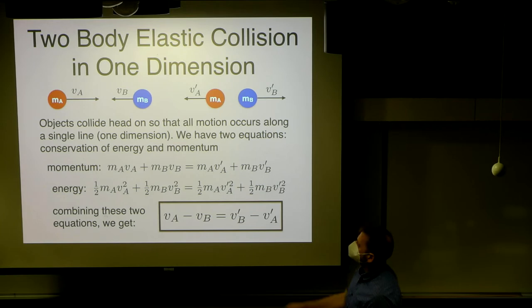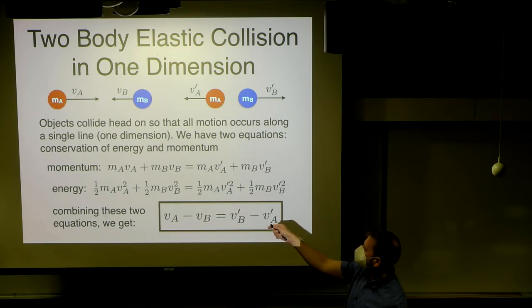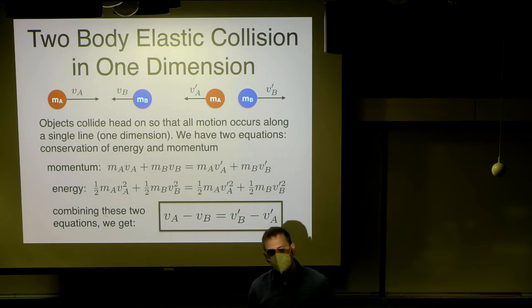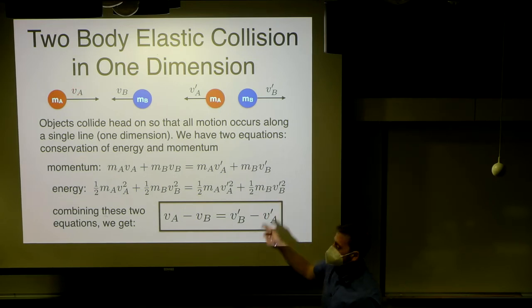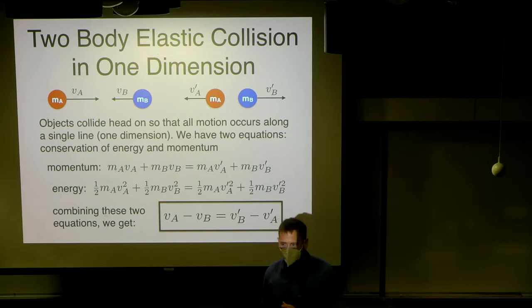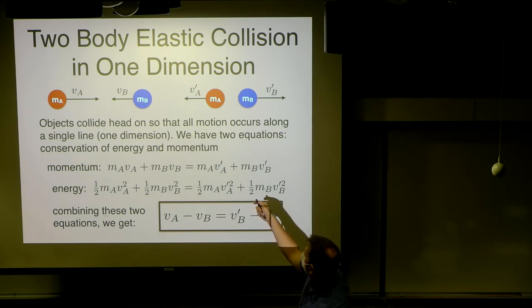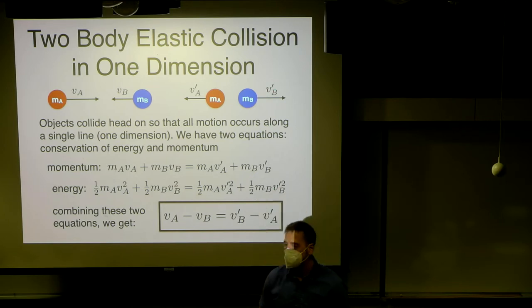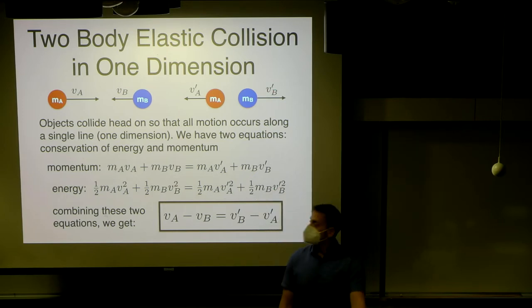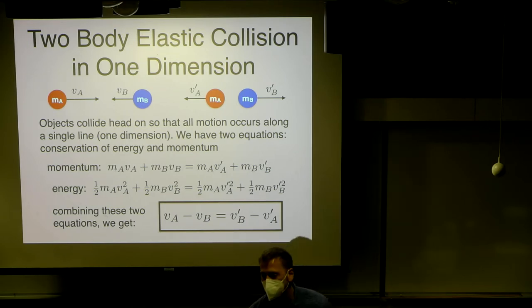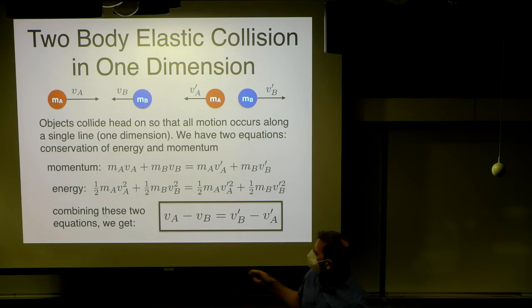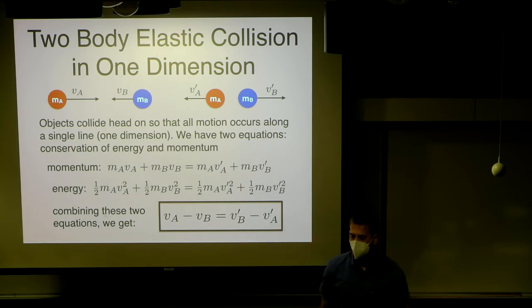So that's the situation. We have two objects, mass A, mass B. They come in with initial velocities VA and VB, okay? And then after they collide and they bounce off of each other, then they have final velocities VA prime and VB prime, okay? So not only is momentum going to be conserved, that's always going to be the case for these types of collisions, okay, but also kinetic energy. So let's look at these two different equations that we get by saying momentum is conserved and by saying the total kinetic energy is conserved, okay?